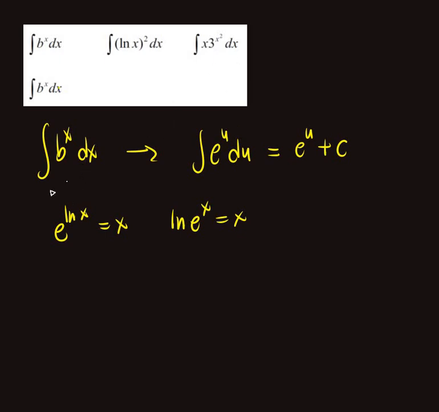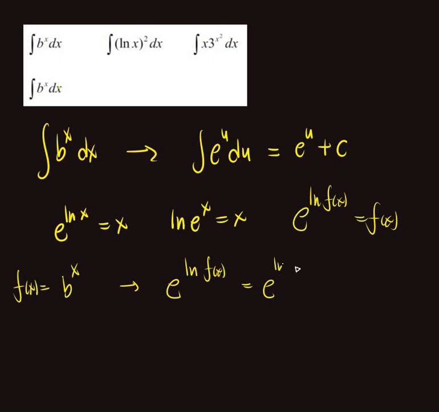Here we go. We can put a general expression: e to the natural log of f of x is equal to f of x. In this case, f of x is b to the x. So let f of x be equal to b to the x, and then e to the natural log of f of x will be equal to e to the natural log of b to the x. Because we called f of x b to the x, we put it back into the expression, and we got this.